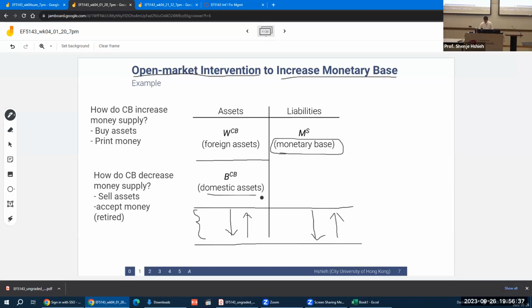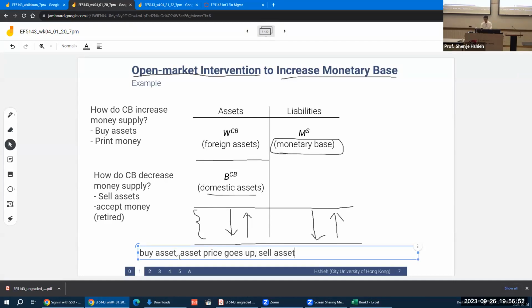All right, so hopefully that's straightforward, right? So the takeaway here is that if you buy an asset, asset price goes up. Sell, asset price goes down. So this is how central banks influence the market price for debt or the money market. And as I will show you soon, there is a relationship between bond prices and bond yields, and as a result, interest rates.